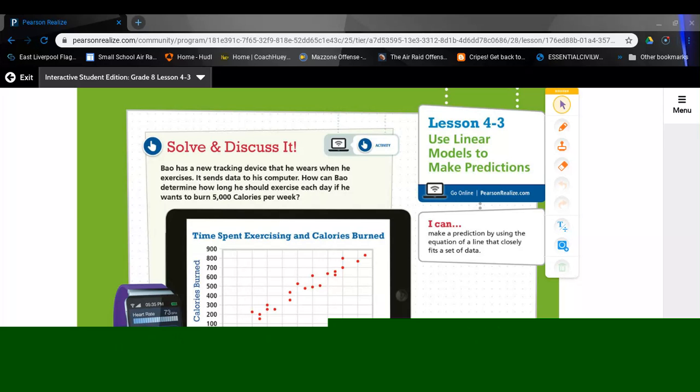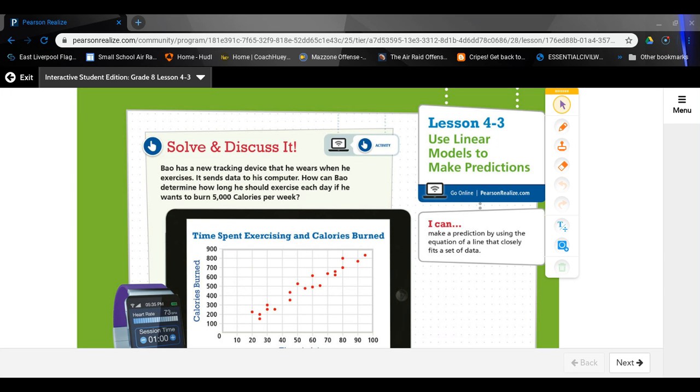Okay, guys, just want to go over lesson 4.3. By the end of lesson 4.3, you want to be able to make a prediction by using the equation of a line that closely fits a set of data. To go over this with you, I'm going to do the try-its with you through the book, and then we'll also go over the do you understand and do you know.